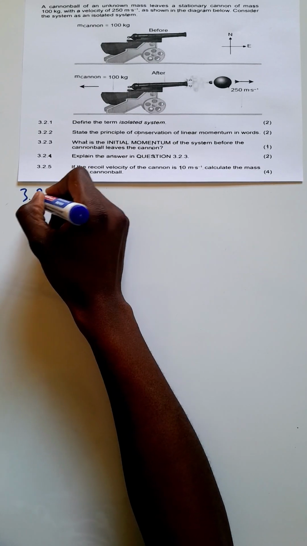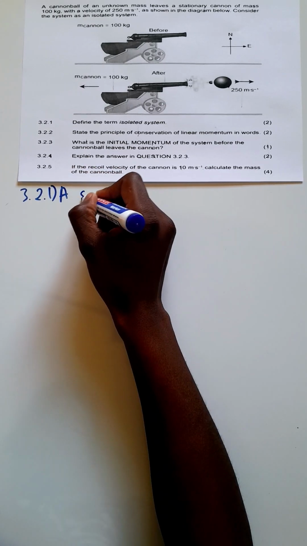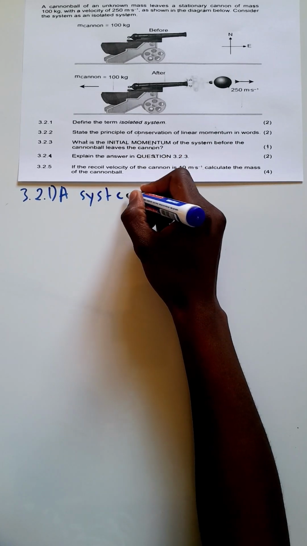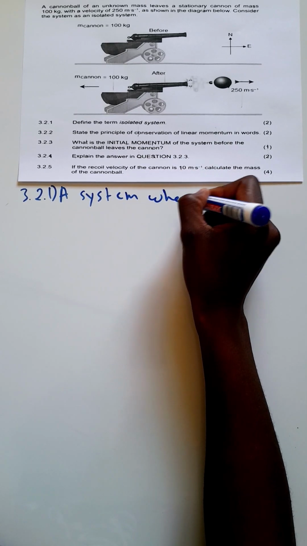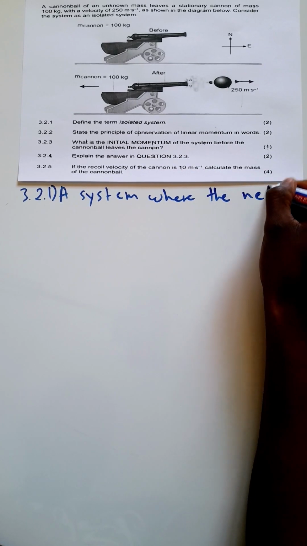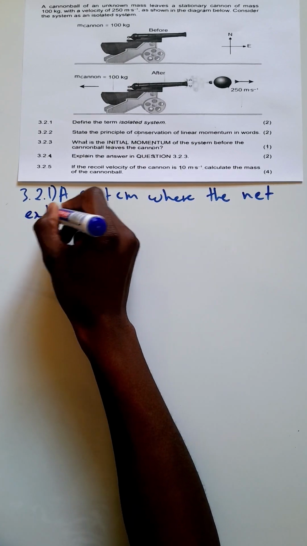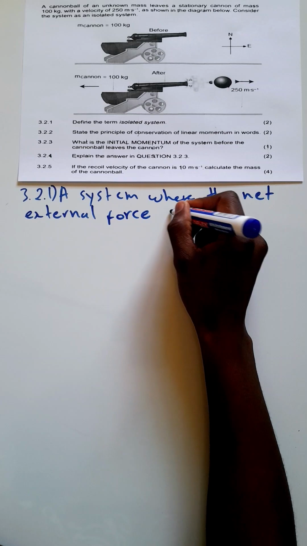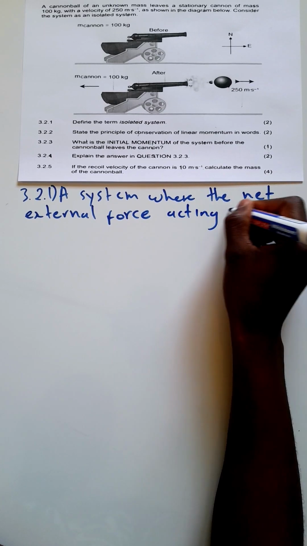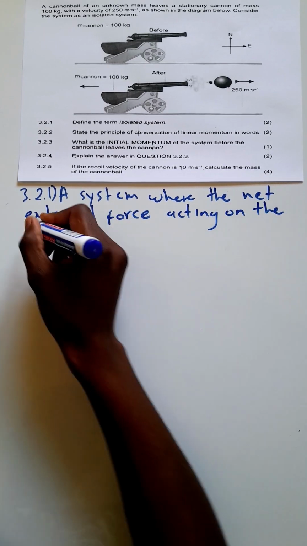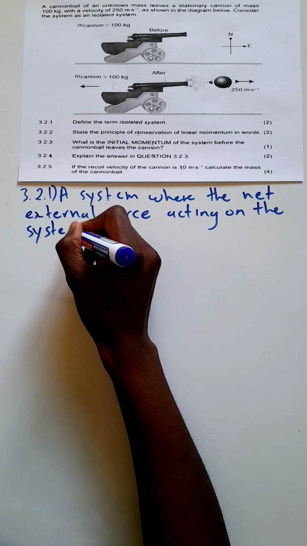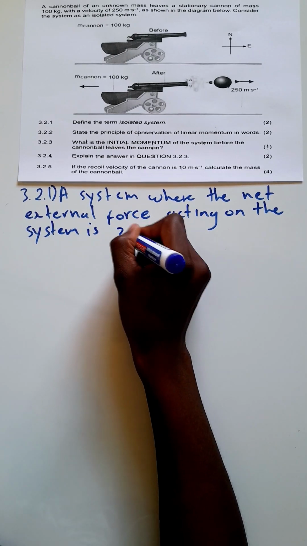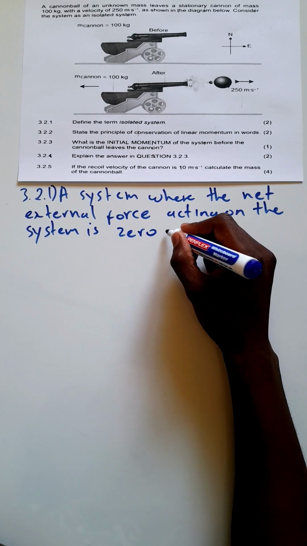An isolated system is a system where the net external force acting on the system is 0. Then 2 marks for that.